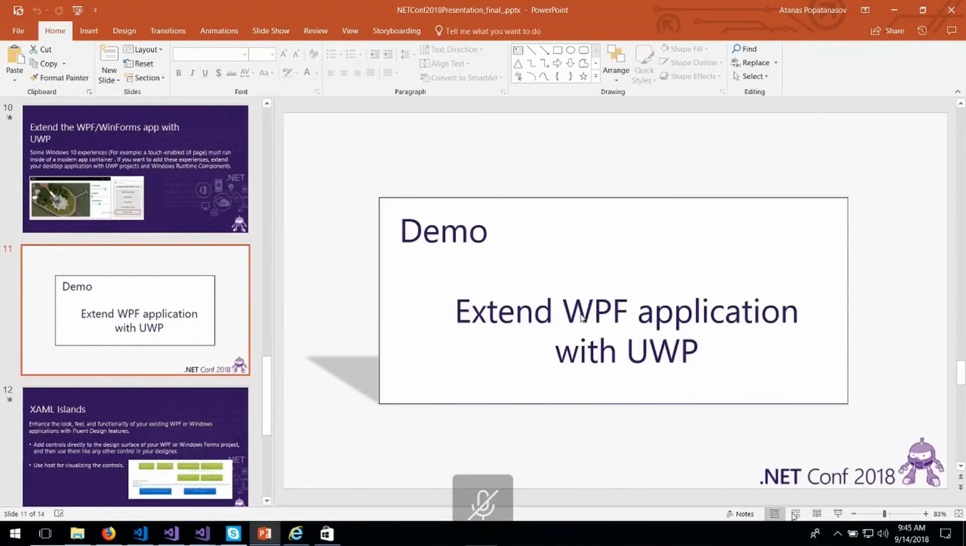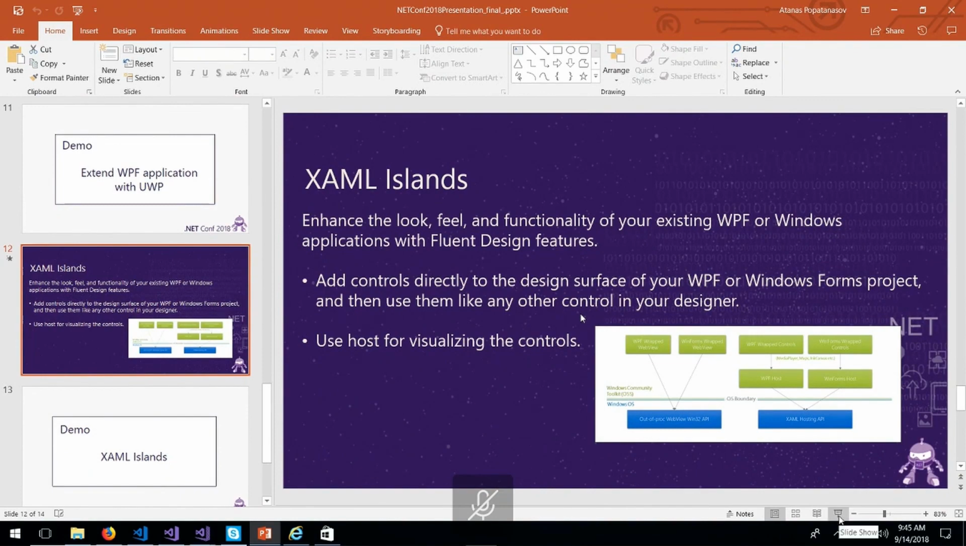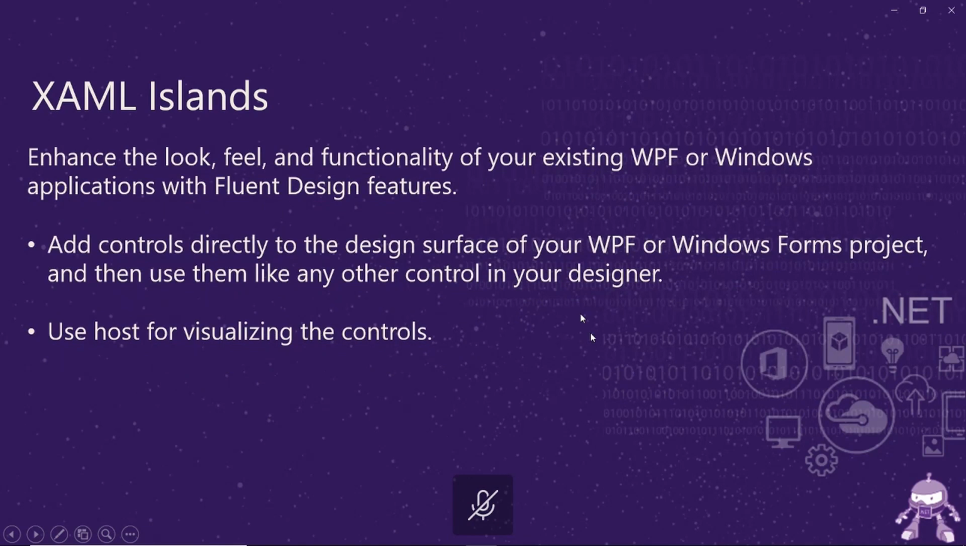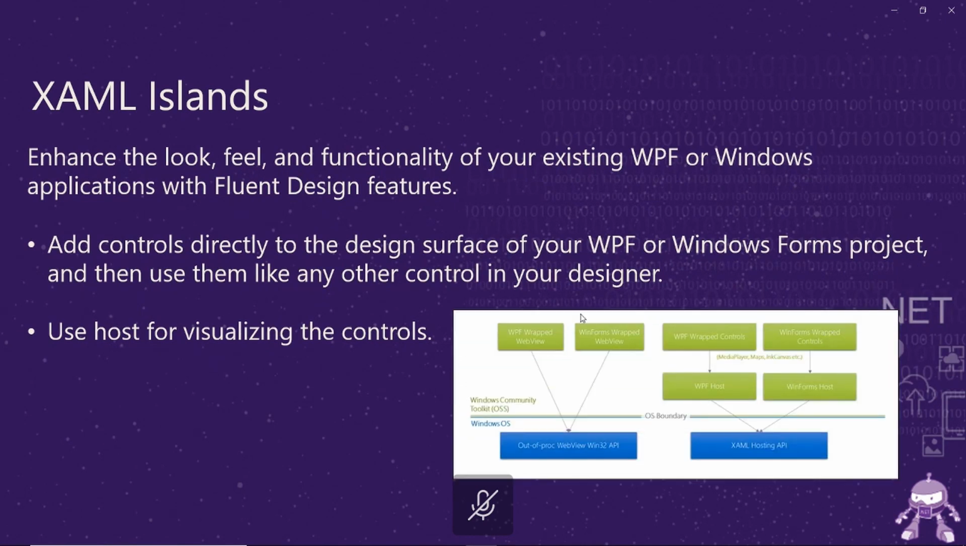Okay, and now I'm going to talk about the XAML Islands. XAML Islands is something very interesting that was introduced at Build 2018 this year. Using XAML Islands, you can call a UWP control directly from your WPF app. That gives you the ability to enhance the look and feel of your WPF application using features like the one I mentioned a few minutes ago, the font design.